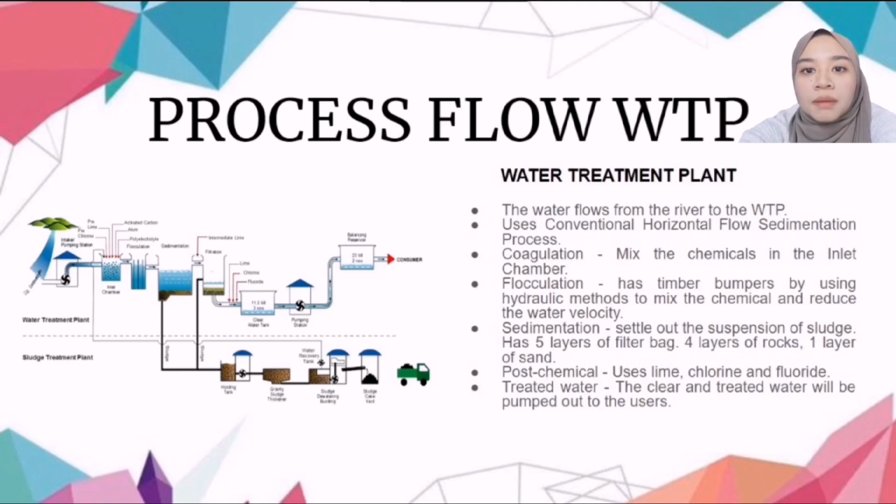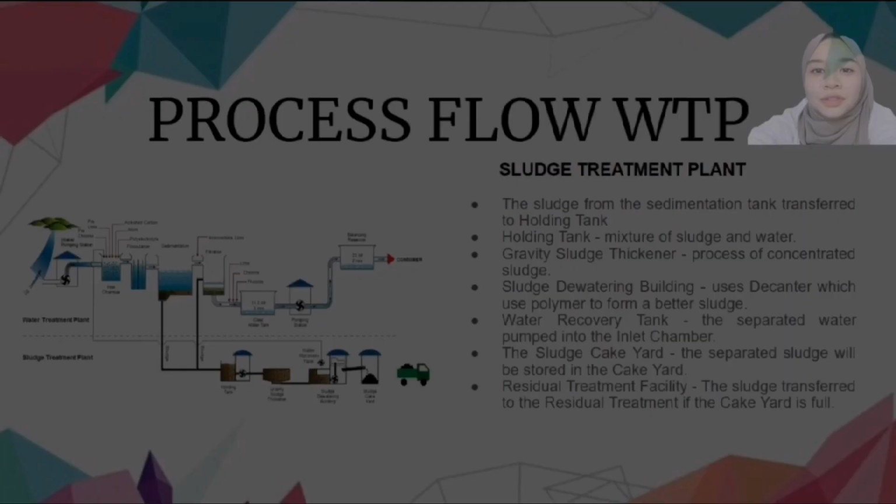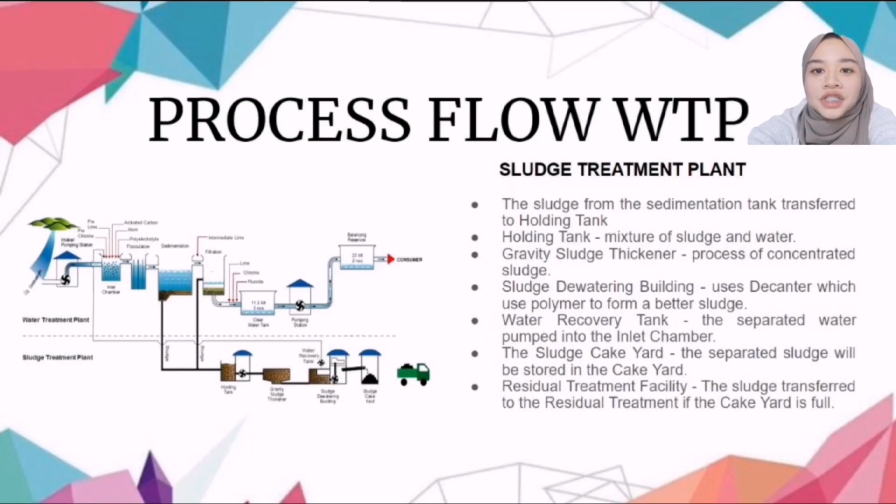The clean water pumping station pumps the water to the balancing reservoir. The balancing reservoir, located at the hill, has 2 units and contains 23 million liters to be pumped out to the consumers. For the process flow of the sludge treatment plant, the sludge and water from the sedimentation tank will flow into the effluent holding tank.